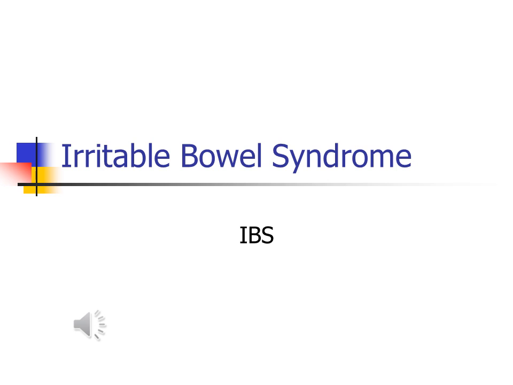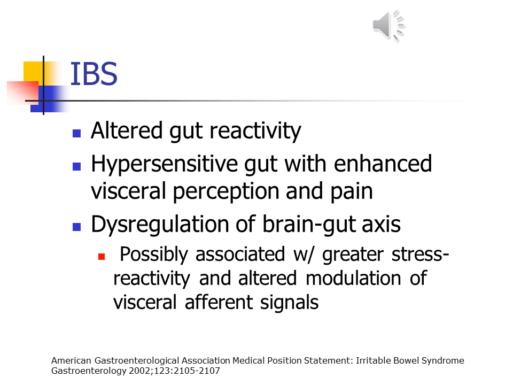The last gastrointestinal disorder that we're going to discuss in this lecture is irritable bowel syndrome, or IBS. So in irritable bowel syndrome, there's altered gut reactivity, and the patients typically have a hypersensitive gut with enhanced visceral perception and pain. And this results from a dysregulation of the brain-gut axis, and oftentimes is associated with high stress reactivity and altered modulation of the visceral afferent signals. And reading a little bit more about the detail of this disease, you can find that in the AGA medical position statement, which I've referenced for you below, and that's also available online.